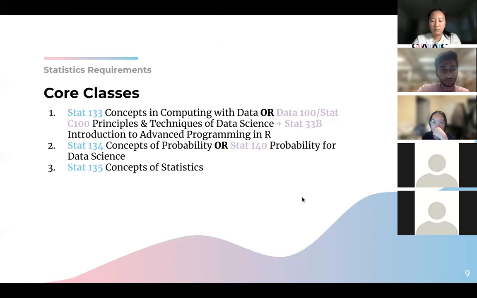Stat 134 and Stat 140 basically are the main probability courses you'll take in undergrad stat. So 134 and 140 teach the same concepts, they're just taught in a little bit of different ways. And Stat 135 will teach you the primary main statistical methods that you'll need for most stat courses. So you'll see various stat topics that are required moving forward as an undergrad stat major.